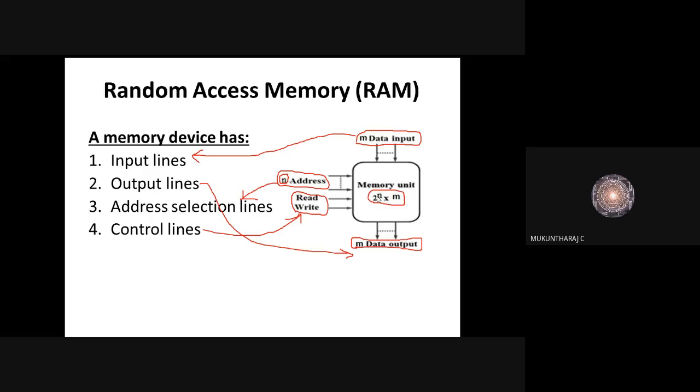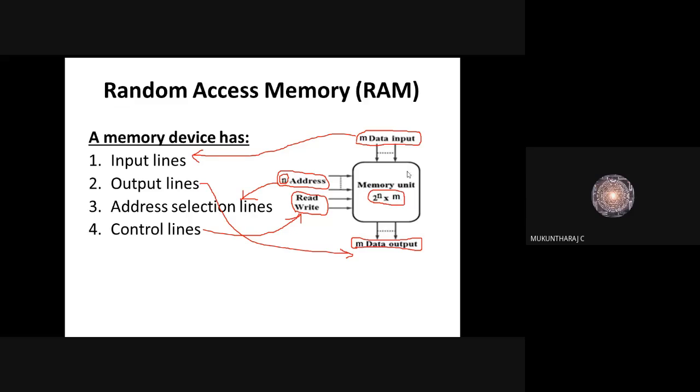This representation shows the size or capacity of the memory unit. The capacity of the memory unit is decided by the letters n and m. n represents the number of address lines, and m represents the length of the data stored inside the memory. Based on these two pieces of information, we define the size or capacity of the memory unit.